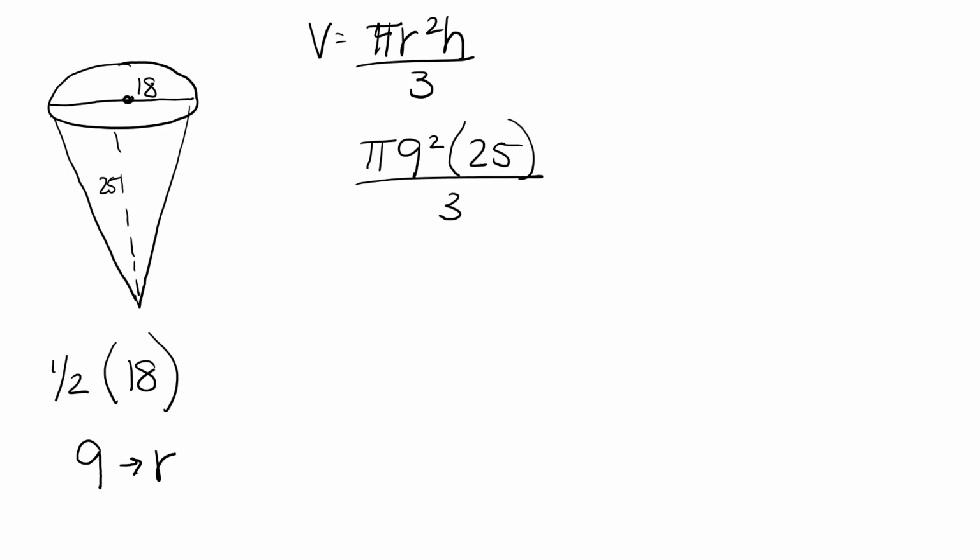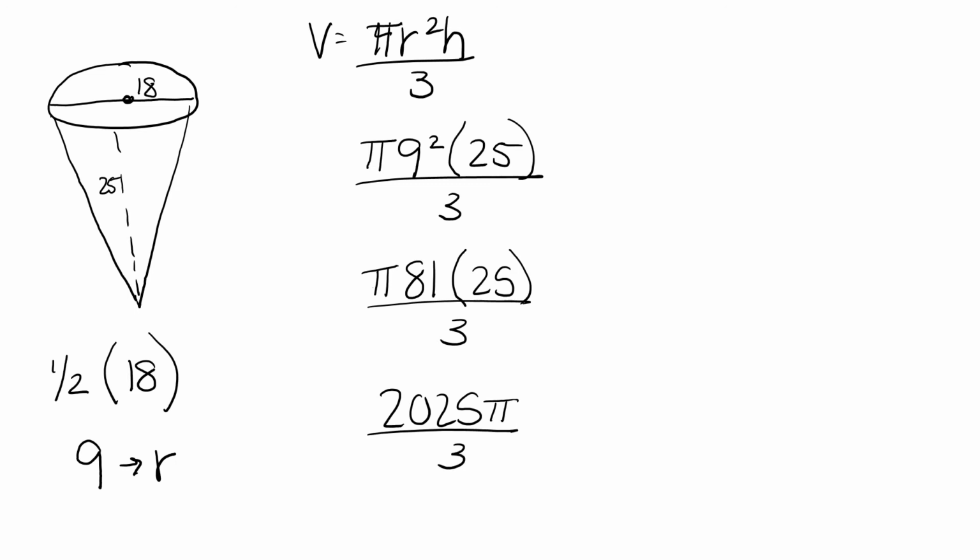Solving the exponents first, 9 squared is going to give us 81. We then multiply the 81 times the 25 to get 2025. We divide that value by 3 to get 675. And then we multiply by pi. The directions tell us to use 22 over 7.